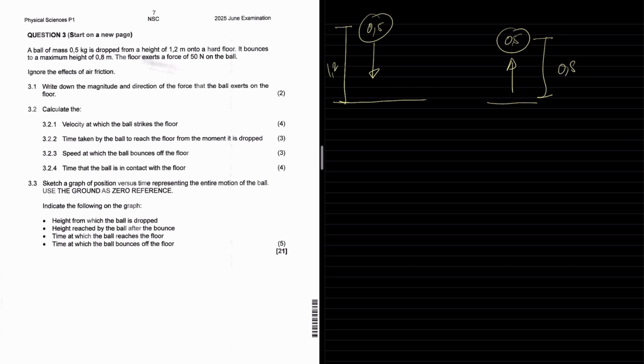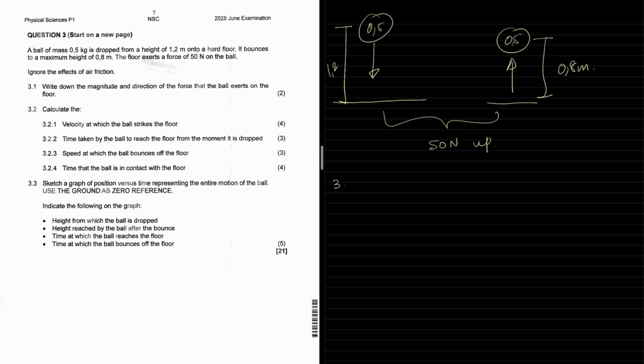A ball of mass 0.5 kilograms is dropped from a height of 1.2 meters on a hard floor. So 0.5 kilogram block dropped 1.2 meters on a hard floor. Okay, it bounces to a maximum height of 0.8 meters. So it bounces upward, there's a 0.5 and goes 0.8 meters. The floor exerts a force of 15 newtons on the ball. So this is going to be 15 newtons upward since the floor is exerting the force on the ball.